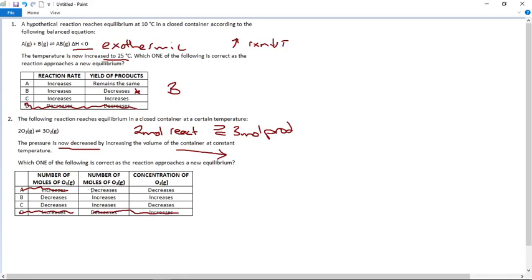What will, however, happen to the concentration of the oxygen? Now, the number of moles of oxygen will increase, but the concentration is going to decrease because the container is larger. So even though there are more moles, the moles per unit volume, which is the concentration, will be less, so it will decrease.